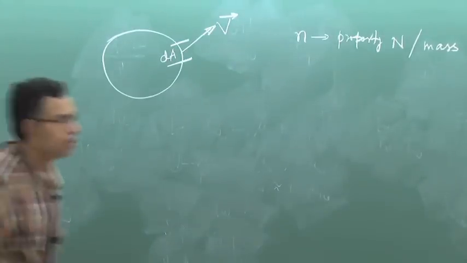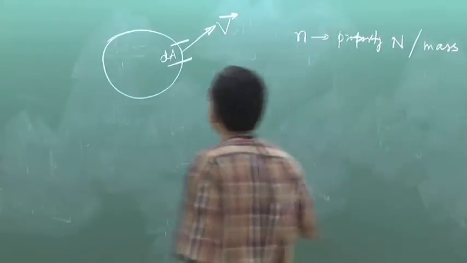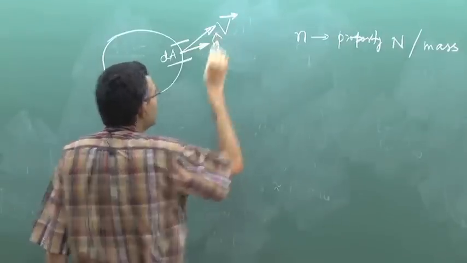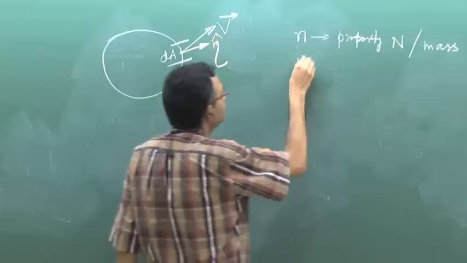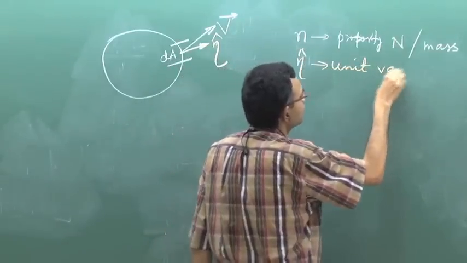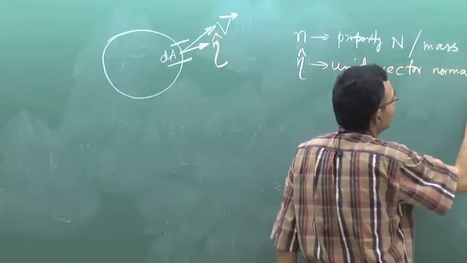We also describe a unit vector normal to the surface. So, let us say that eta is a unit vector which is, so what is eta? Unit vector normal, outward normal.